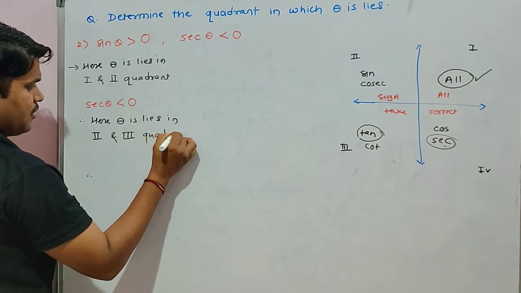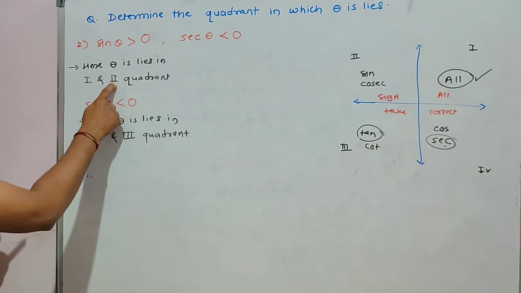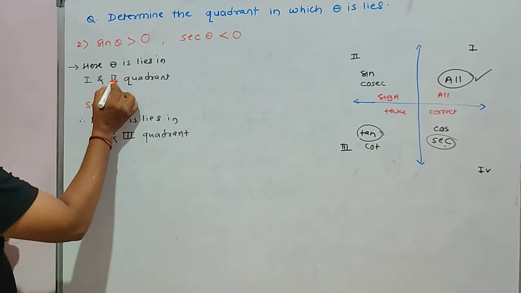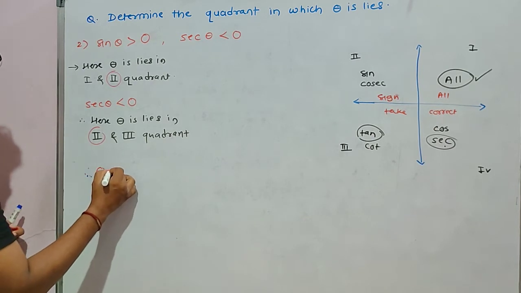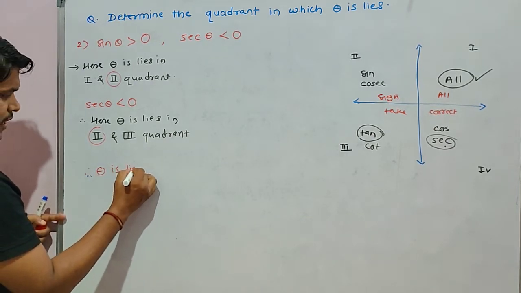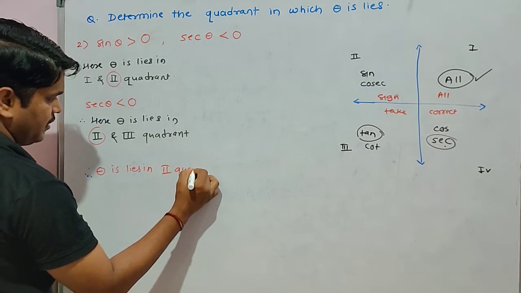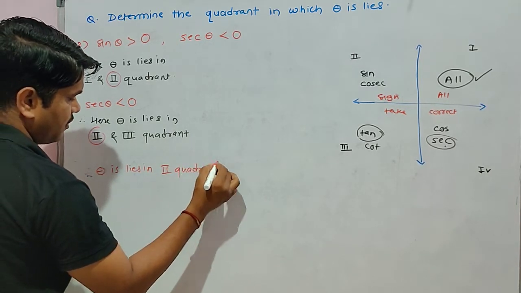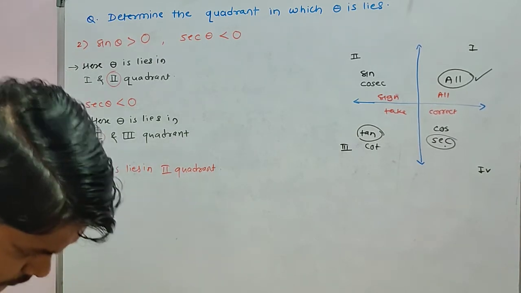Second and third quadrant. So now check the common quadrant. We have second. Understood? Both places we have second, and therefore we can say this theta lies in second quadrant. This is your final answer. Understood? So next one.